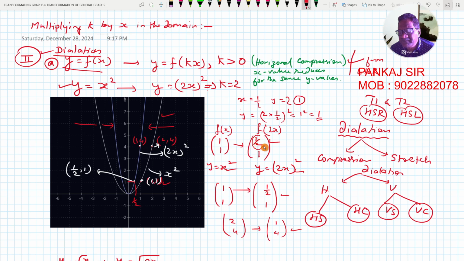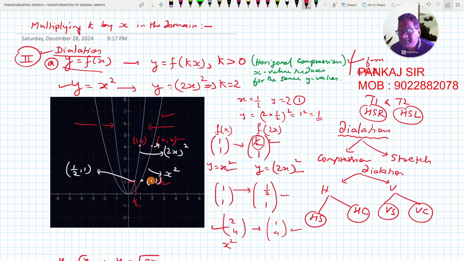Can you see that? Let us take one more example. Suppose you take 2 comma 4 on the parent function. Parent function is x square. So I have taken that 2 comma 4, it's over here. Can you see this?